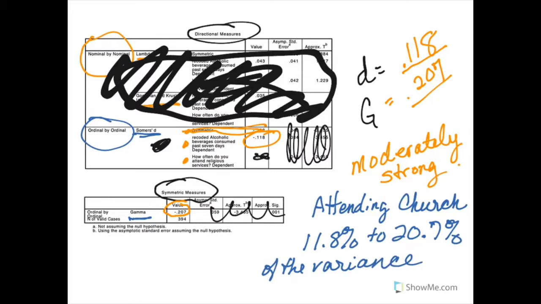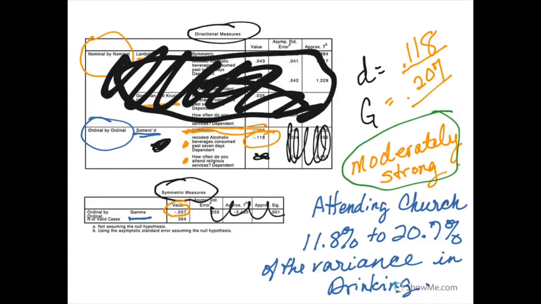And just for convenience, in drinking. Actually, it's drinking alcohol, but whatever, okay? And that's the PRE interpretation. And I want to report both of these. So I'm going to say how strong it is, and then I'm going to give the percent of variance explained interpretation. So make sure you do both of those.